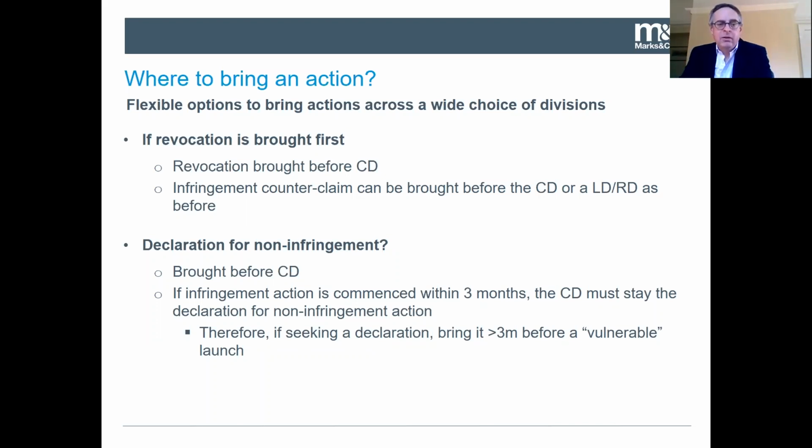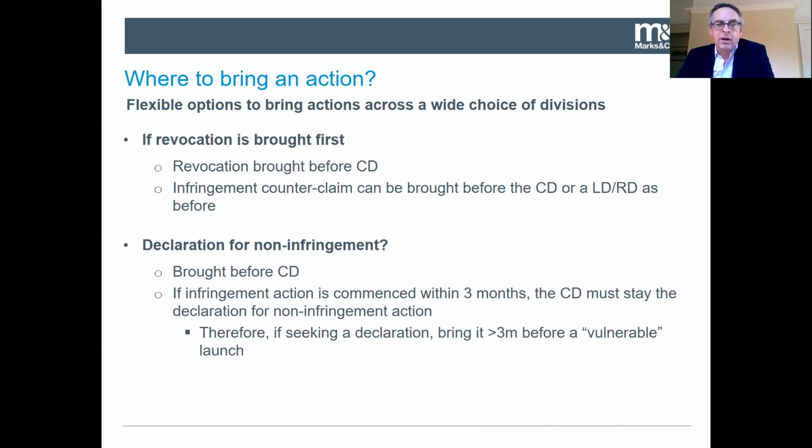Now, what this means is that if you are trying to clear the way by applying to revoke a patent that is potentially blocking a product from the market, a potential infringer would be very well advised to bring the declaration of non-infringement proceedings well over 3 months before it actually planned to launch its product, because it won't be possible for the patentee to bring an infringement counterclaim or bring an infringement action if there is in fact no infringement or not even a threatened infringement.